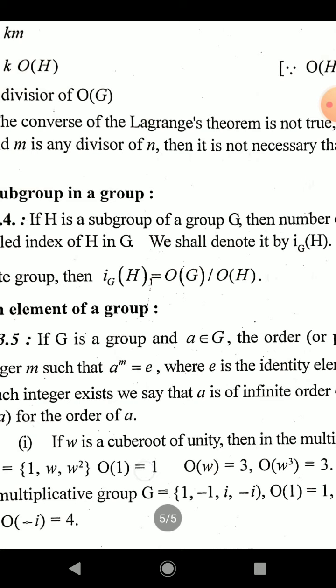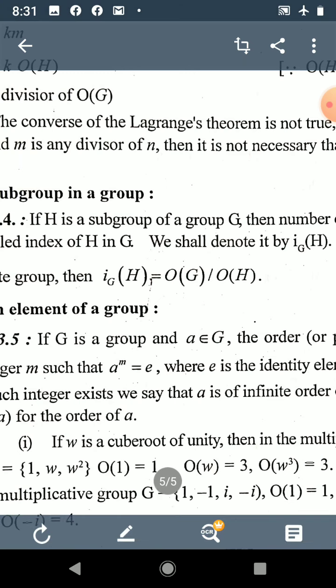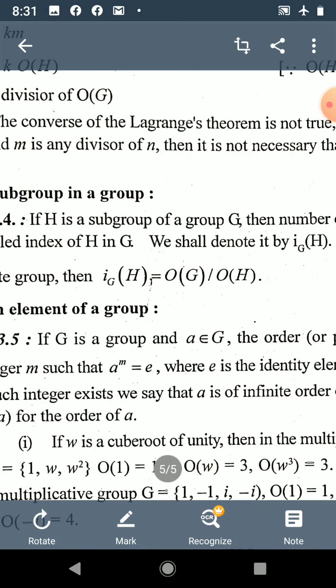Order of 1 is 1. Order of w is 3. And order of w square is also 3. Remember that the order of any element and its inverse element is the same. In this case, w and w square are inverse elements of each other, because if we take their multiplication, we get w cube, and w cube, a complex cube root of unity, is equal to 1.